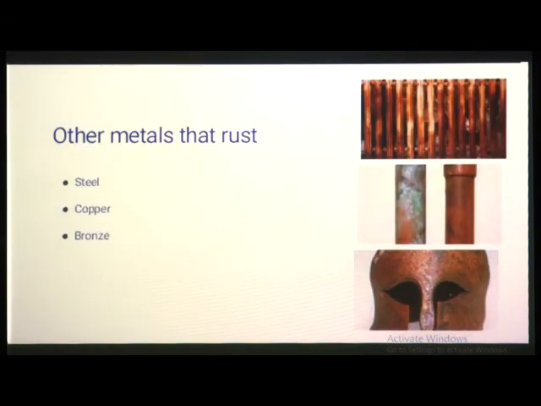Next are other metals that can rust. Some steel, copper and bronze can get rusted. Okay, so these are other metals which can get rusted.